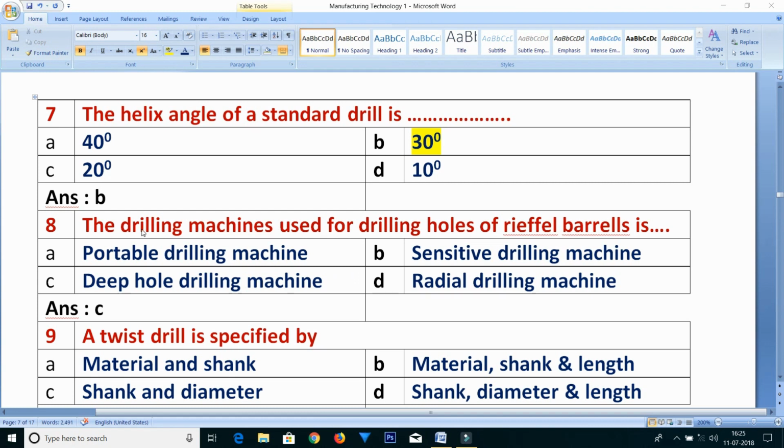Next we will move on to the eighth question. The drilling machine used for drilling holes of rifle barrels is dash. The options are option A, portable drilling machine, option B, sensitive drilling machine, option C, deep hole drilling machine, and option D, radial drilling machine. And the right option is option C, that is deep hole drilling machine.